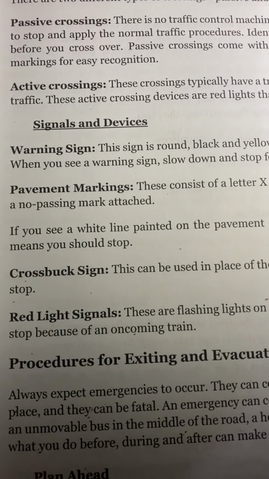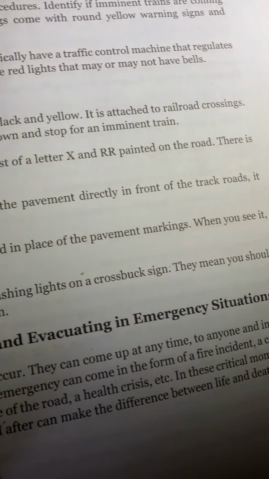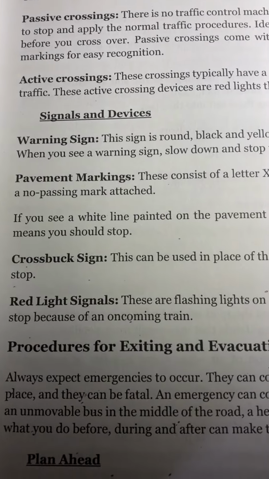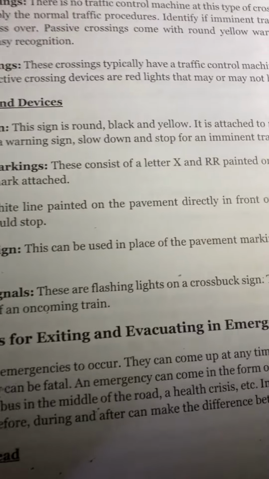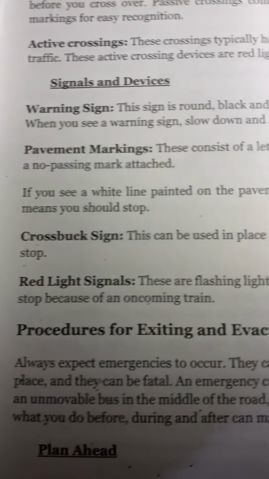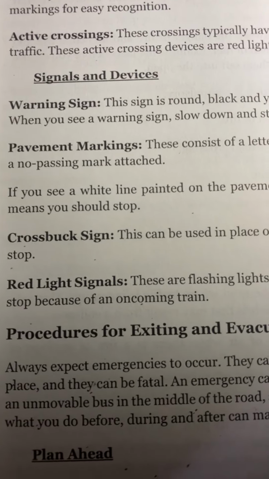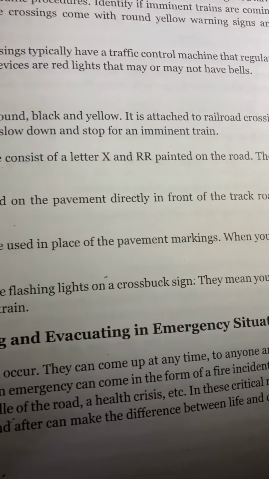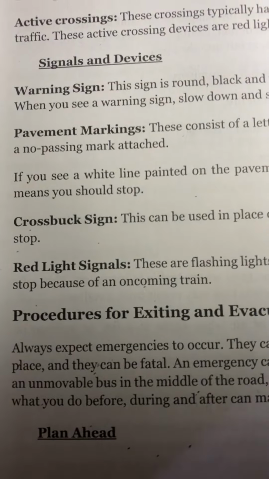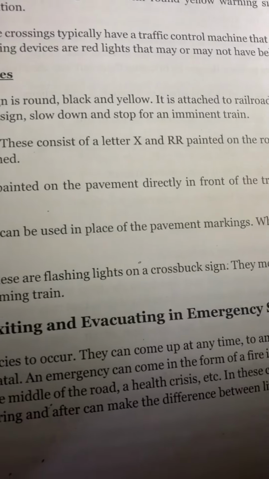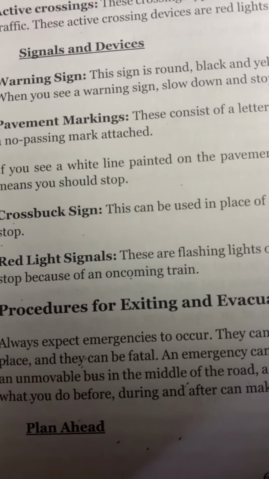Pavement markings. These consist of a letter X and RR painted on the road. There is no passing mark attached. If you see a white line painted on the pavement directly in front of the track roads, it means you should stop. Crossbuck sign. This can be used in place of the pavement markings where you see it stop. Red light signals. These are flashing lights on a crossbuck sign. They mean you should stop because of an oncoming train.